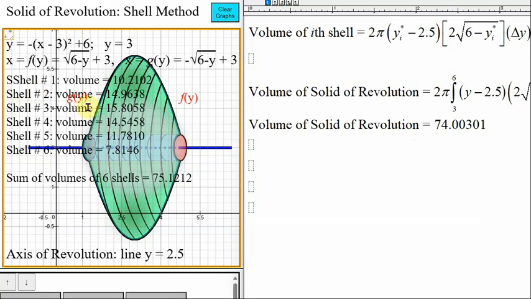Now let's look back at the volume of the 6 shells. When I divided this solid of revolution into 6 shells, the sum of the volumes of the 6 shells was 75.12. The volume of the solid of revolution with an infinite number of shells is 74. So we can see that they're very, very close. And that's the end of the video.